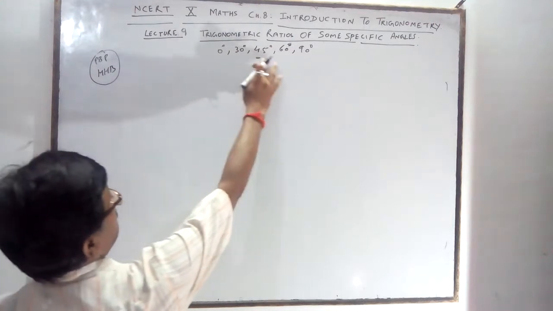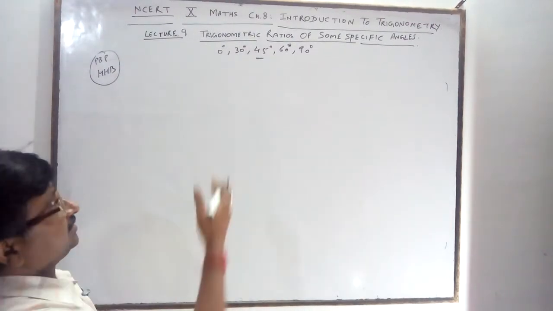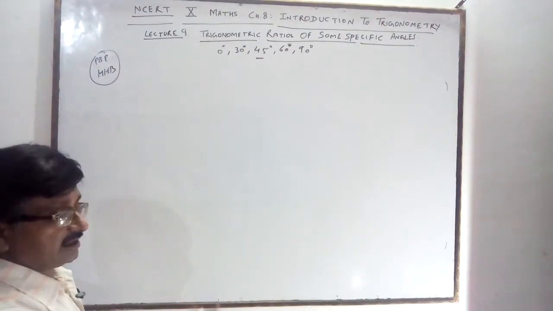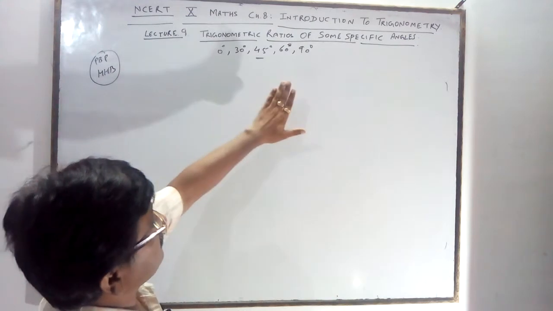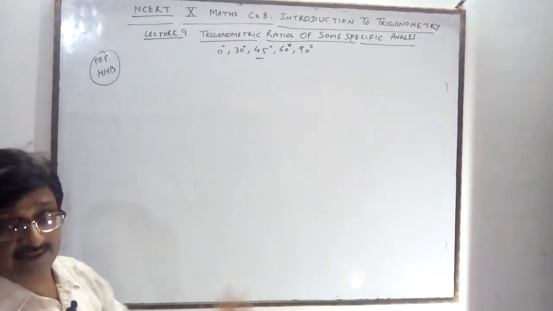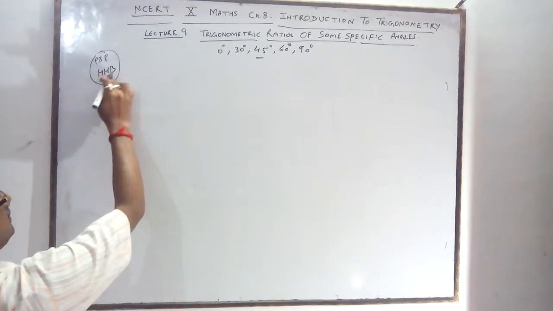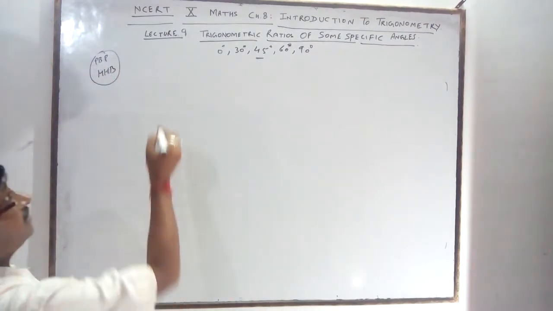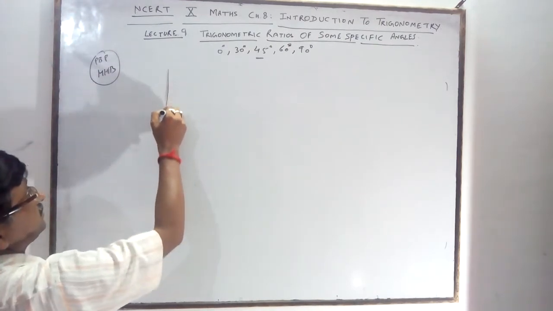Simply, these values you know: sin 30, cos 30, tan 30, sec 30 and so on. Then here you see what is the value of sin 0 degree, cos 0 degree, tan 0 degree, sin 90. In this case we will take a right triangle, with perpendicular, base and hypotenuse, where theta is 0.